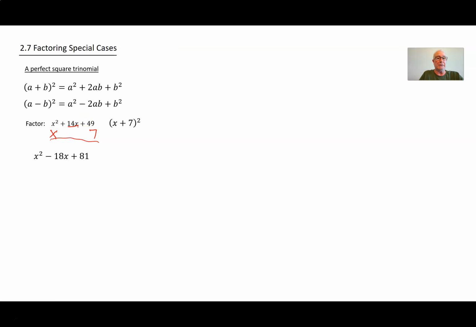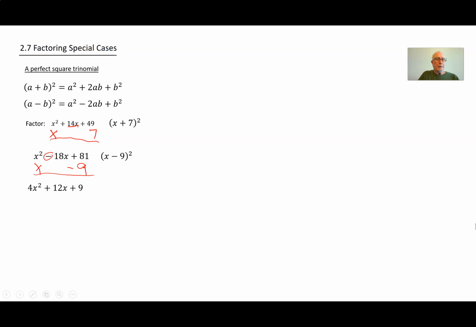Okay, x squared minus 18x plus 81. Is that a perfect square? Well, x squared, the square root is x. 81, the square root is 9. Is 9 times x times 2 equal to 18? Well, it's positive 18, and we have a negative 18. So we're just going to have the minus 9 then, because negative 9 times negative 9 is still 81, but negative 9x times 2 is the negative 18x. So that factors to (x - 9) squared.